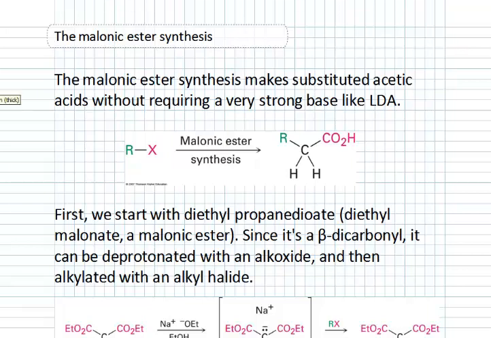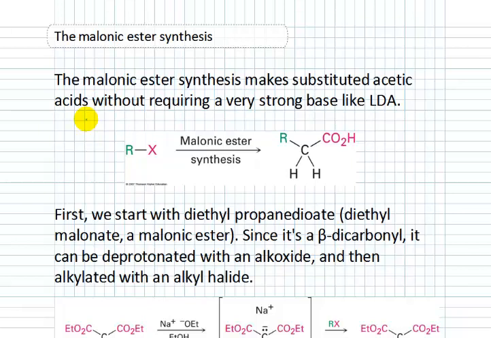Let's start with probably the oldest and most reliable type of enolate alkylation. This was the first of our series of reactions that use a beta dicarbonyl compound, as we'll see in a second. So what the malonic ester synthesis does is it makes substituted acetic acid.